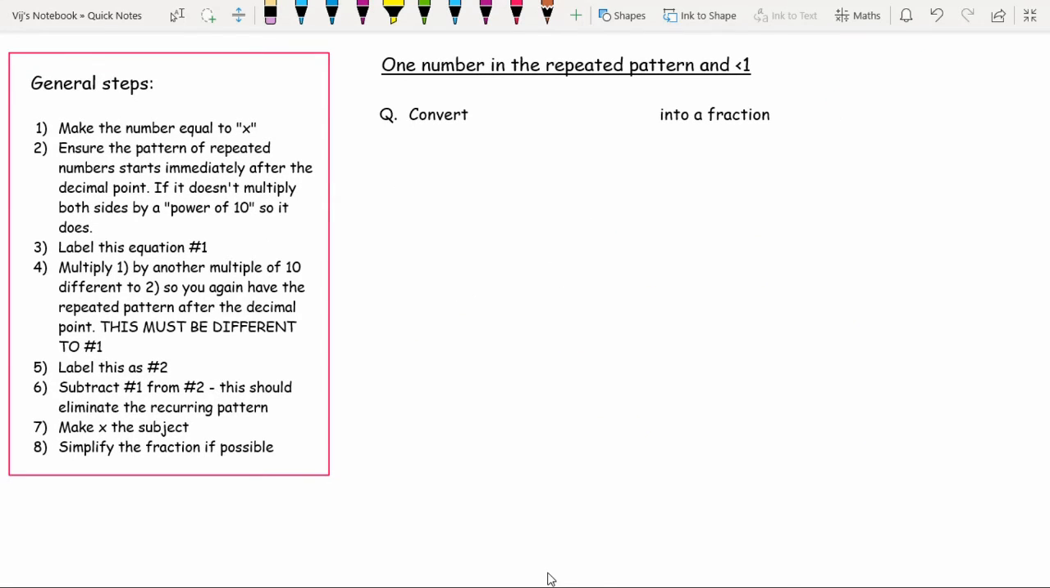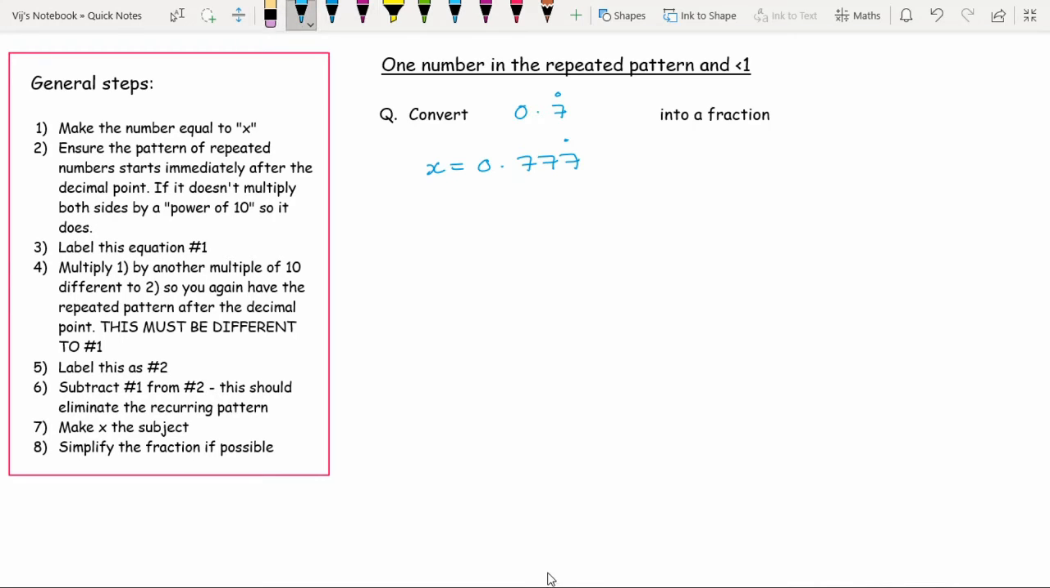So let's do another example, let's go for 0.7 recurring into a fraction. If you want to go ahead, you can pause the video and have a go at this question yourself, and I'm just going to talk through how we do this. The first thing we want to do is make it equal to x. The second step is the repeated pattern starts with 7, straight after the decimal point, so that's absolutely fine. And because I've got one number in the pattern, I'm going to multiply it by 10 to the power 1, which is 10. So I've got 10x.